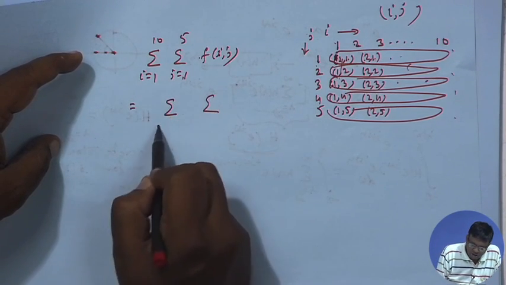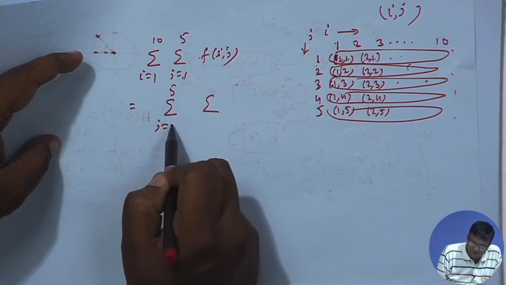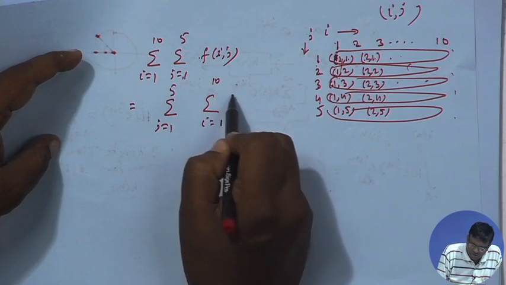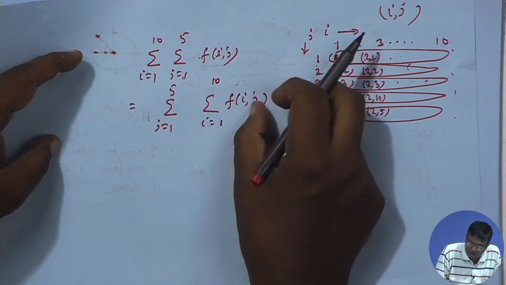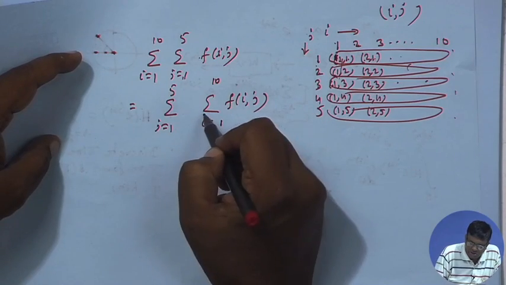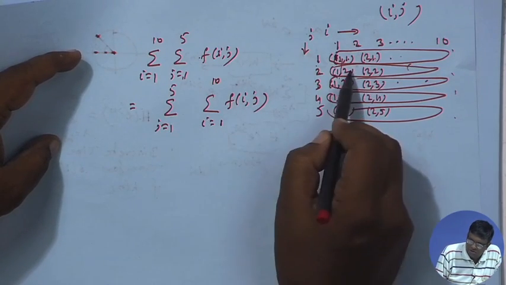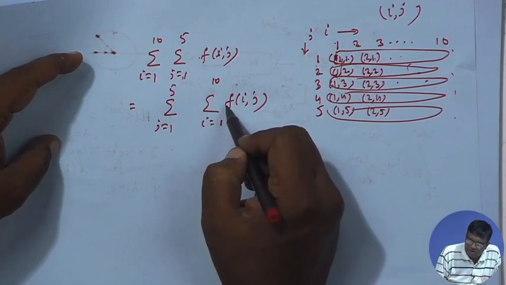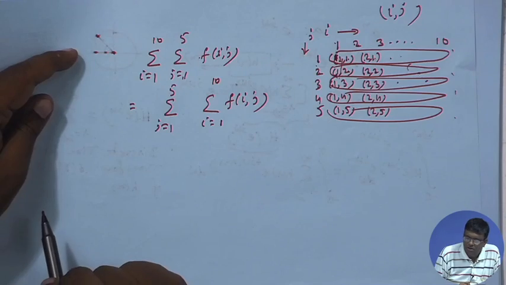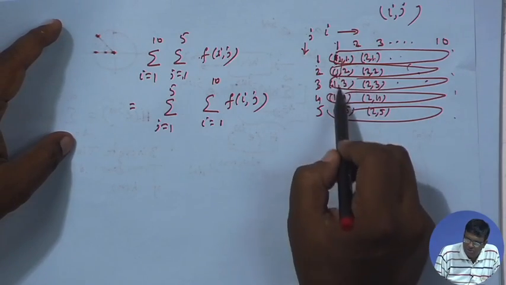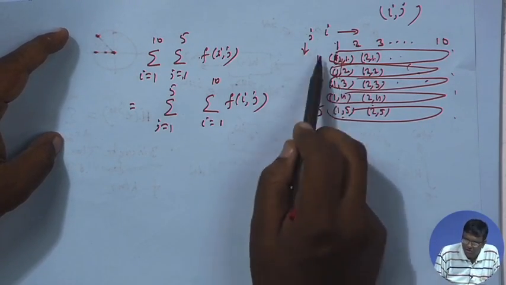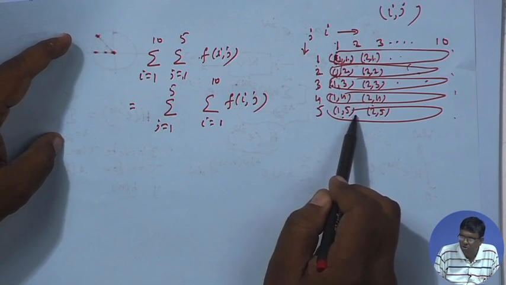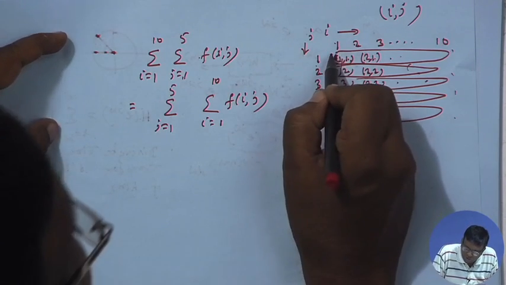That is, first you fix j, so j equal to 1, then move i over this entire range, and get this summation. Then take j equal to 2, put the 2 here, 2, 2, 2, and then i equal to 1, 2 up to 10, and get this result. And then add all of them over j. You will get the same result, because all these values are to be added: f of 1 comma 1, f of 1 comma 2, f of 1 comma 3, f of 1 comma 4, f of 1 comma 5. If you want, you can put an f here.